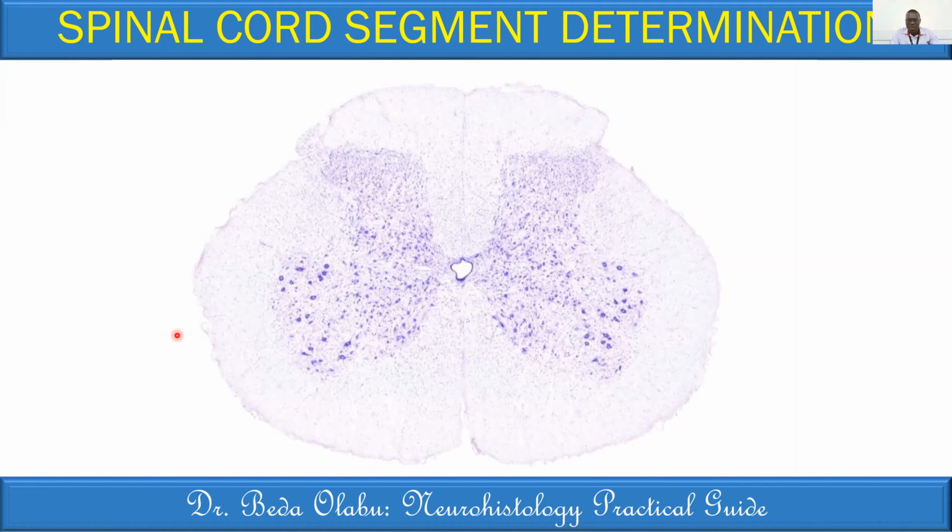So those 4 or 5 concepts are the ones that I want us to use to be able to determine the cord levels. And you don't have to use all the 5. Most of the time, actually, with practice, you'll realize that you just need 1 or 2 concepts to give you your identification of the cord.